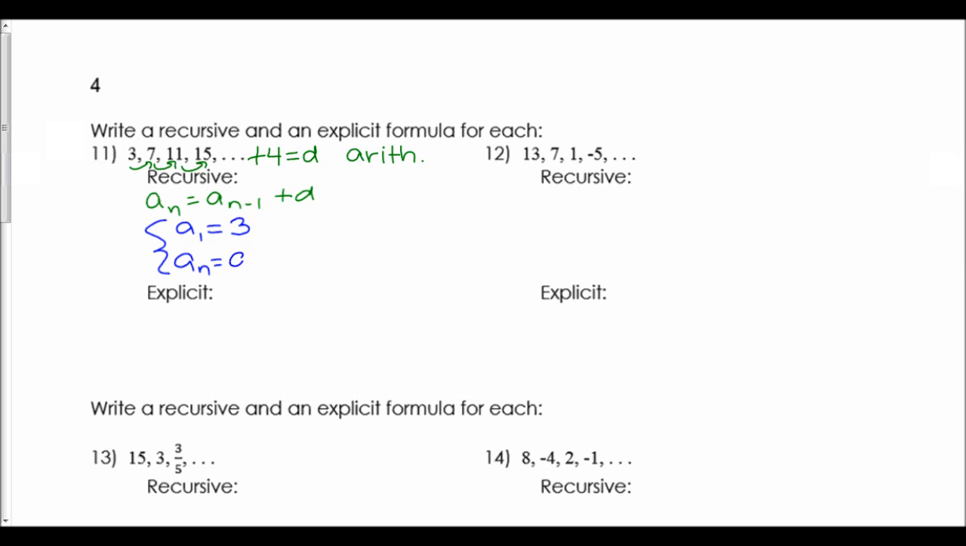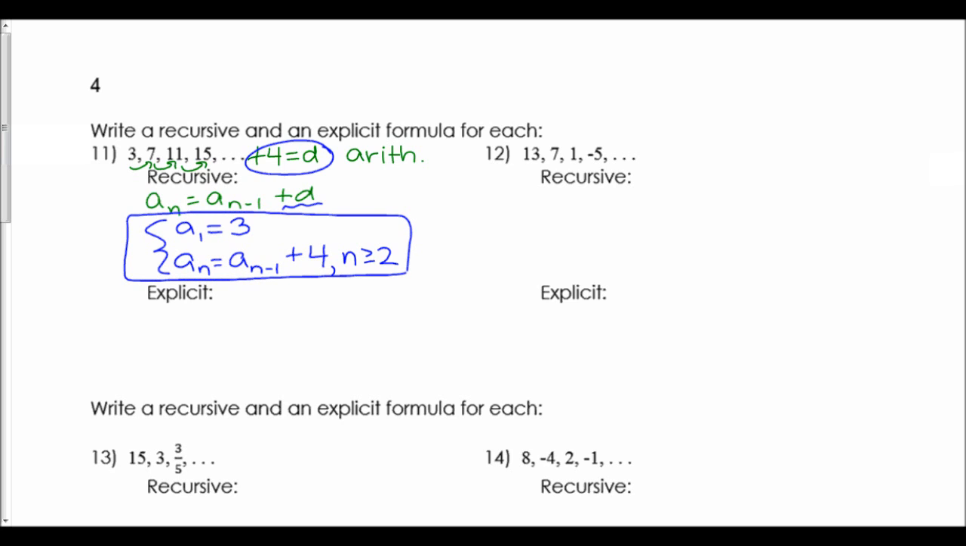Then to get the next term, you're going to take the term before it, and you're always going to add the same amount, and that same amount that you add, you're going to plug in 4 for d, because that's what we got up here as our common difference. If it were the state test, they would have put n is greater than or equal to 2. It doesn't matter to me if you do that, but that's what we would put.